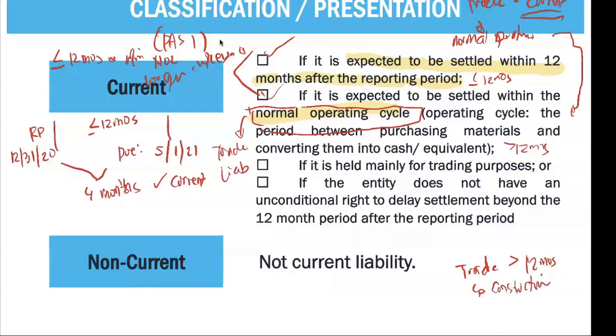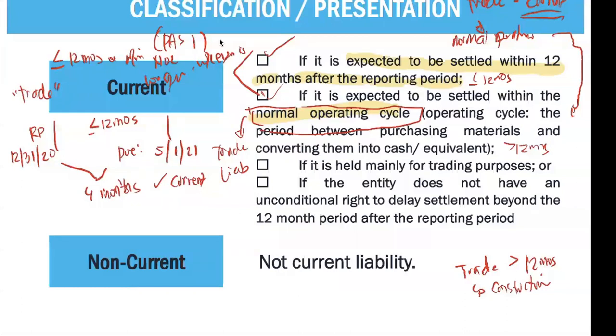Just remember, it is always current liability once you see trade in it. So trade payable, trade notes payable, trade loans payable, so long as you can see trade in it, it is within the normal operation of the business. Therefore, current.